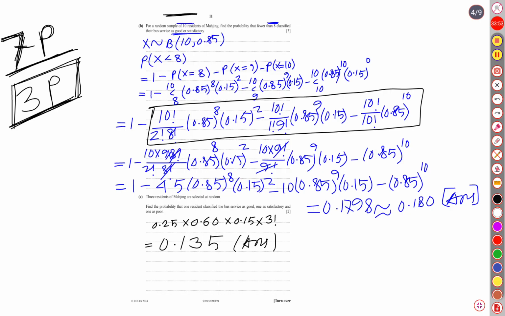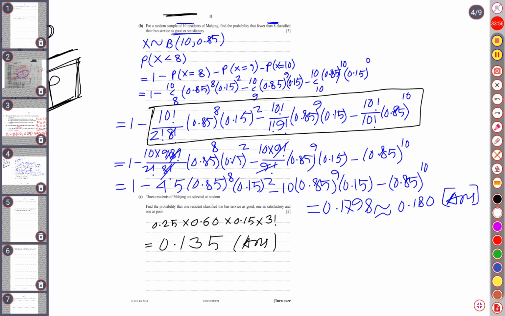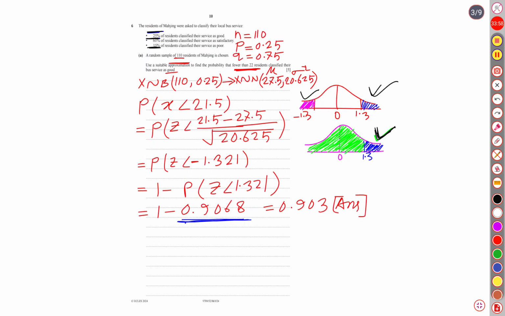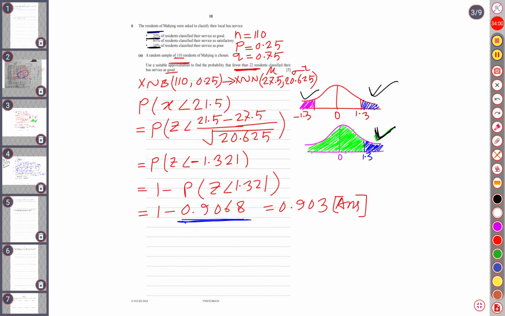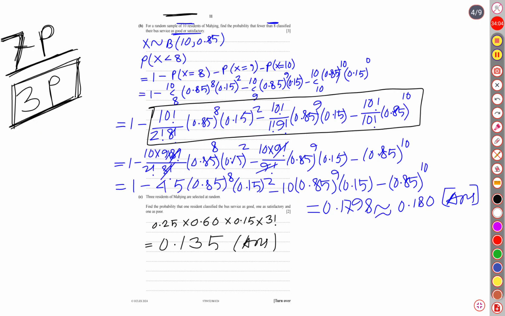So that's all about question number 6. It was question number A. Then this one was B as well as C.